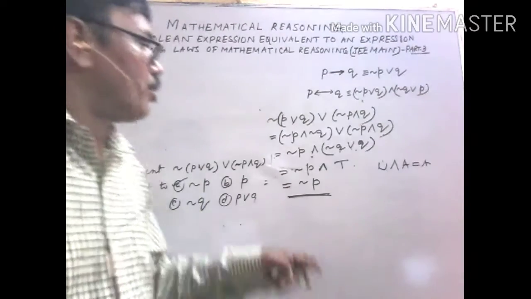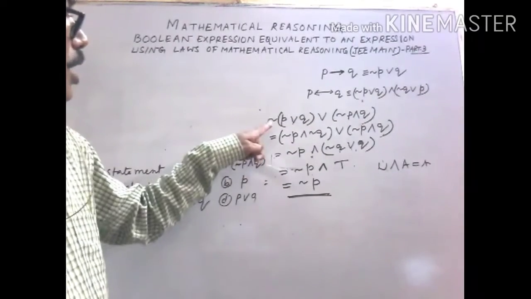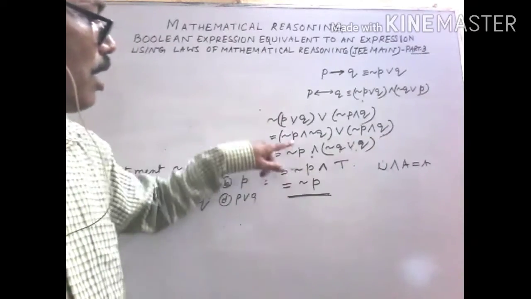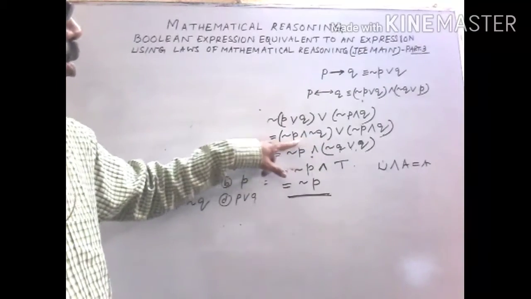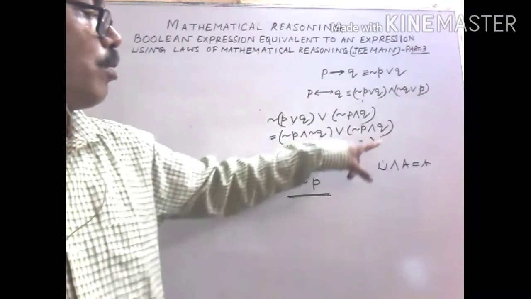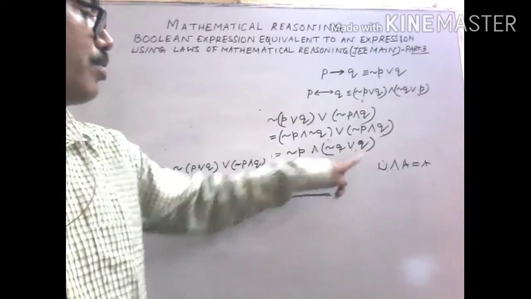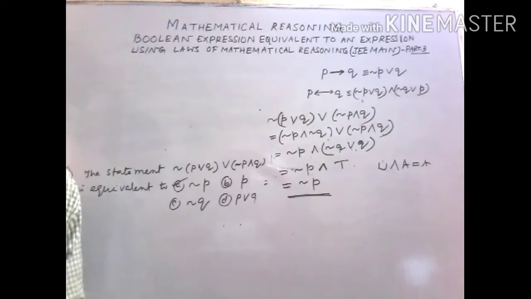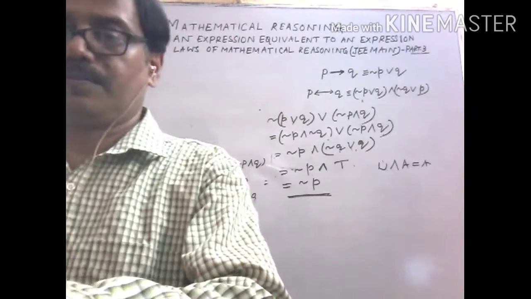Now look again. This one is our original expression. If we take negation of this, we are getting this. Now no need of taking this as A. So it is the expansion form of distributive law. Negation P intersection of this. So this one is tautology and this is negation P. So we are getting the first option.